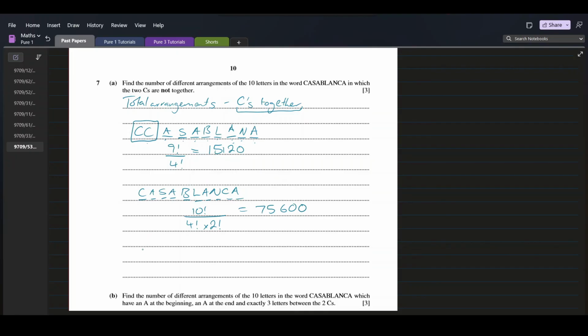75,600. So to get the total number of arrangements in which the C's are not together, we then say the total arrangements with no restrictions minus the total arrangements in which the C's are together. So if we punch that into our calculator, we get 60,480, and this would be our final answer.